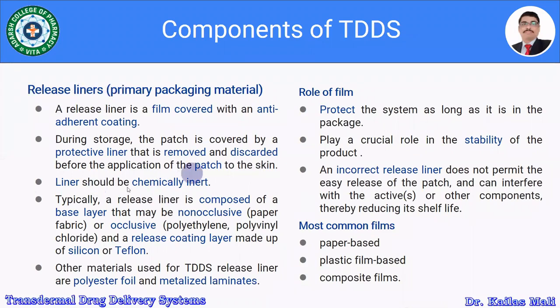Liner should be chemically inert. Typically, a release liner is composed of a base layer that may be non-occlusive, for example, paper fabric, or occlusive, for example, polyethylene, polyvinyl chloride, and a release coating layer made up of silicone or Teflon. Other materials used for TDDS release liners are polyester foils and metallized laminates.